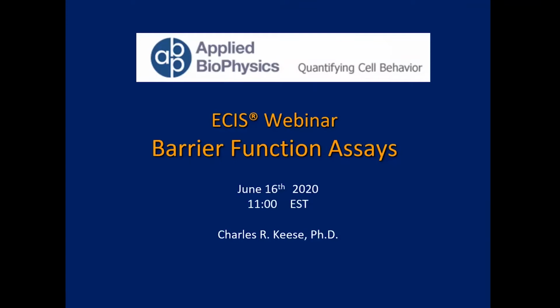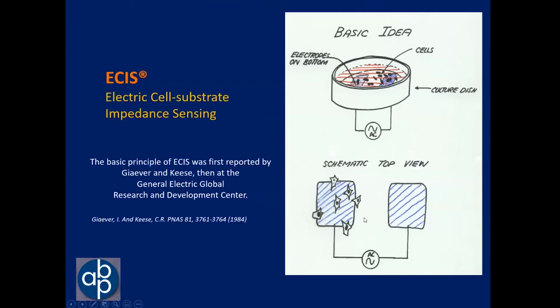Let me begin by explaining ECIS a bit. The idea of monitoring cells electrically came about a number of years ago when Ivor Giaever and I were at the General Electric Research and Development Center. There we realized it was possible to monitor the activities of cells, in particular their morphology, by growing them on gold electrodes and monitoring the impedance by applying a very weak AC signal.